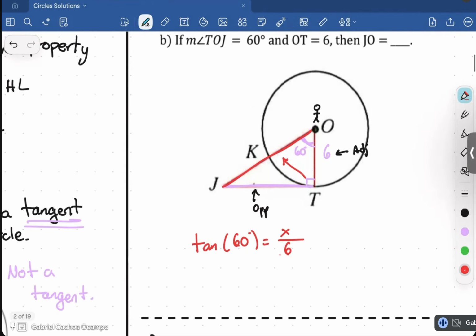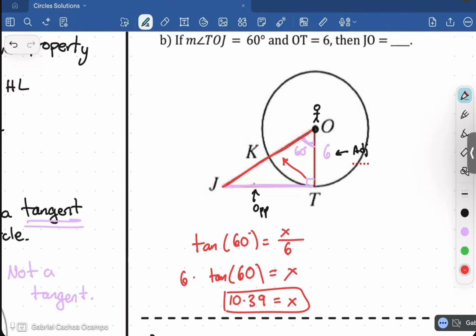What do I do if my variable is below? I need to, it's above. I need to multiply it. So this is 6 tangent of 60. I grab my calculator and I just multiply 6 times tangent of 60. And that is 10.39. So in this case, they are asking me for JO. My mistake. It's okay.